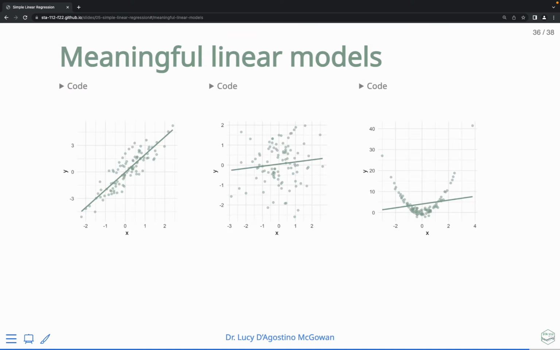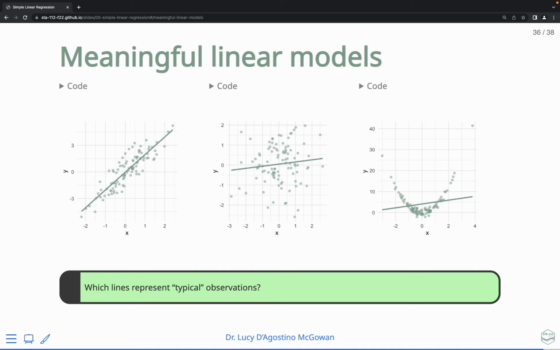When the data is linear, exactly. And so I just drew a couple pictures kind of akin to what we were doing when we had the mean. Which lines do you think represent typical observations among these three? First one. Yeah, so definitely the first one. This is definitely a linear relationship. I think the relationship here is that y is equal to 2x.